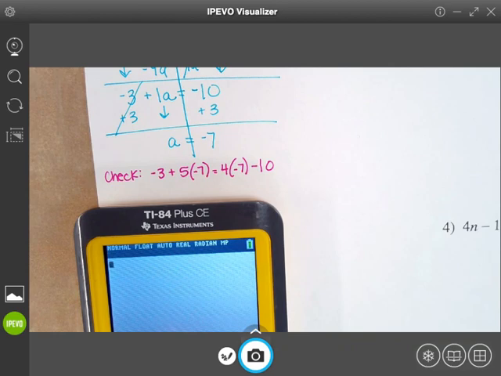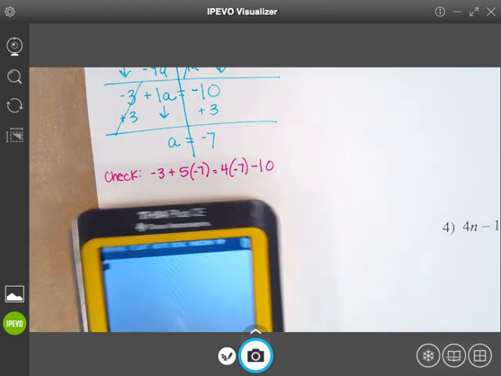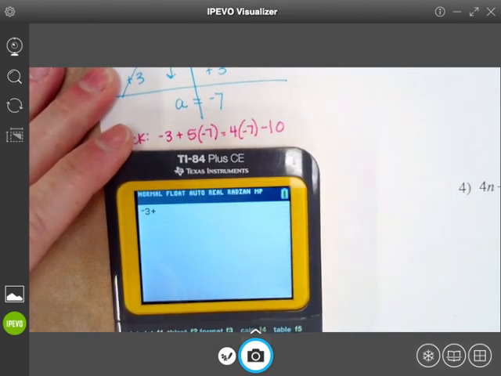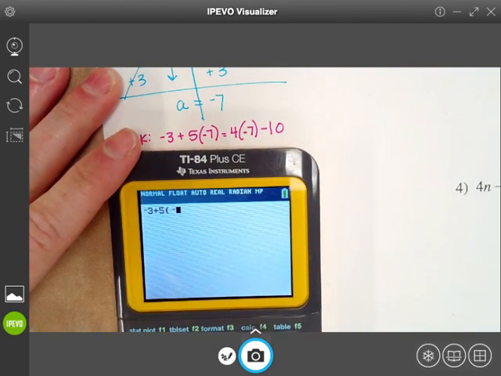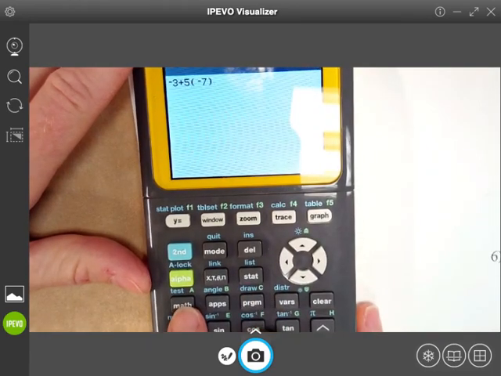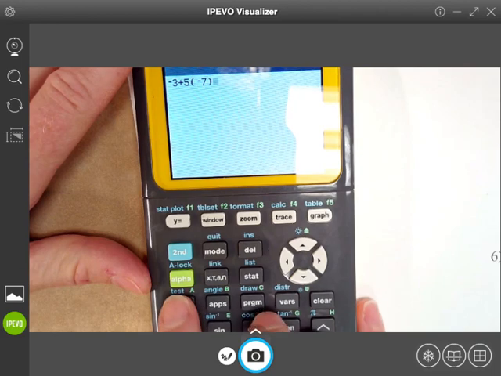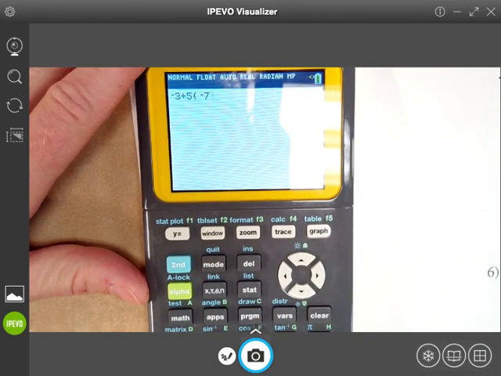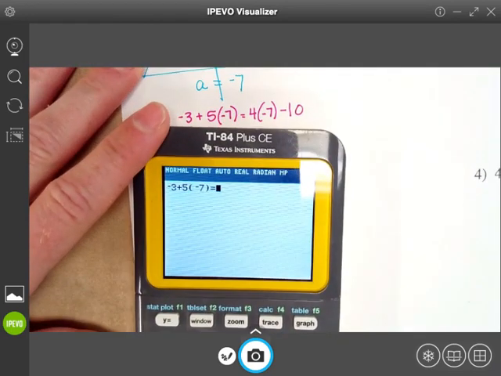Yes. Okay, good. If it comes out as a 1, what does that mean? It's right. If it comes out as a 0, what does that mean? It's wrong. Good. So -3 plus 5, parentheses, -7. And then the equal sign is from second math. It's right underneath that green button. It's the test. We're testing it out. Second math. We want to put equals in there.